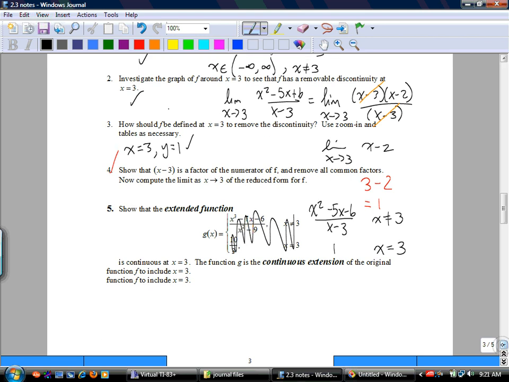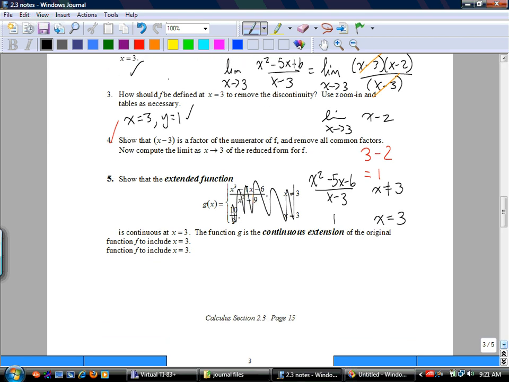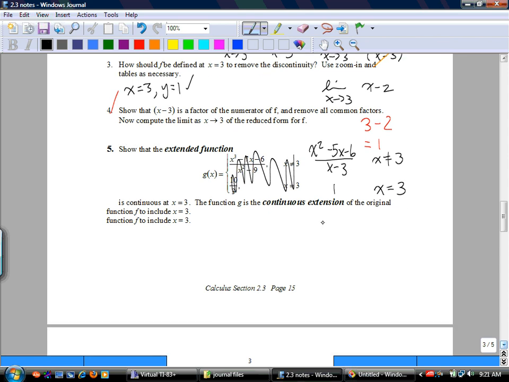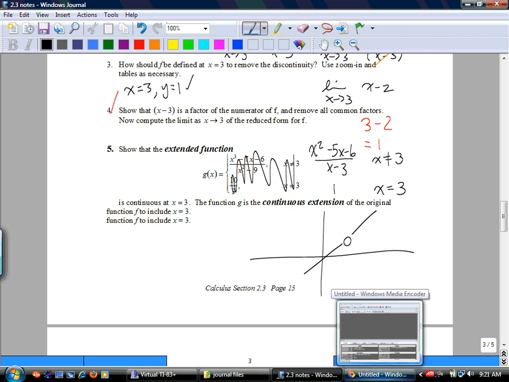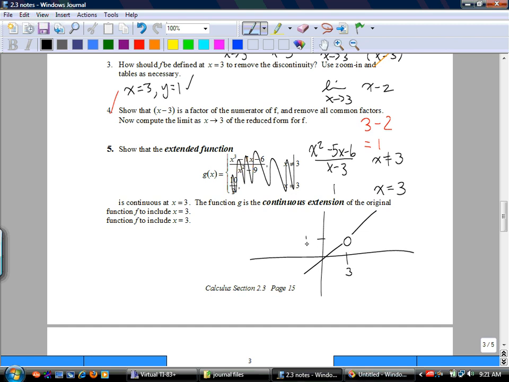Because what I'm doing, I'm going to draw a picture now. What we just did is if we leave the problem alone, if we leave the function alone, we get a graph that looks like this. Okay? When x is 3, y is 1. But what we do is we add in this one to fix the problem.